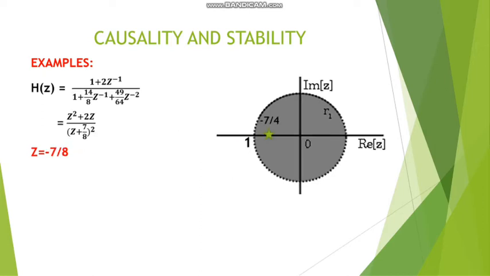And look at this example problem. H of z equals 1 plus 2z power minus 1 divided by 1 plus 14 by 8 z power minus 1 plus 49 by 64 z power minus 2. When we solve this equation, we get only one pole, z equals minus 7 by 8. When we plot this pole, it is inside the unit circle, so it satisfies our condition. So it is a causal system.